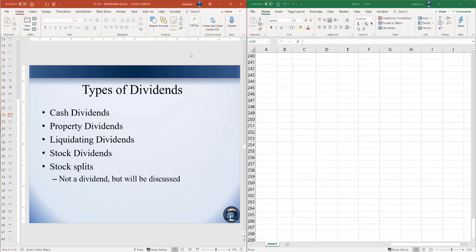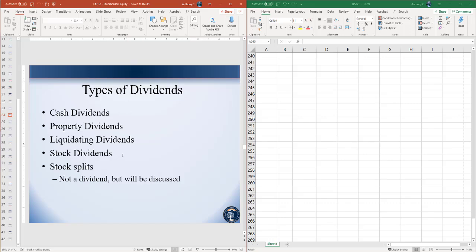Okay, so in the first half of this chapter, we cover the accounting for different types of stock, how to account for treasury stock, resales of treasury stock, and retirements of stock. In the second half of the chapter, we're pretty much just going to concentrate on different types of dividends and how we account for these different types of dividends.